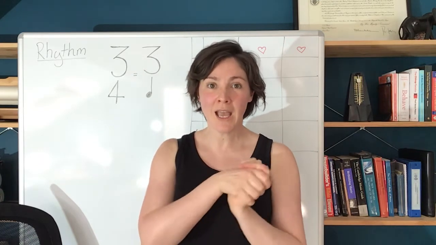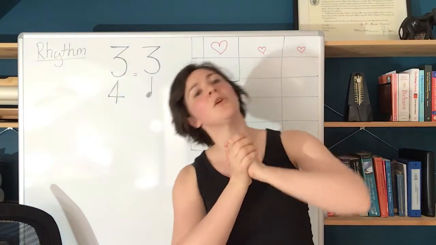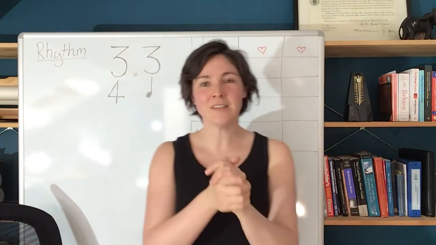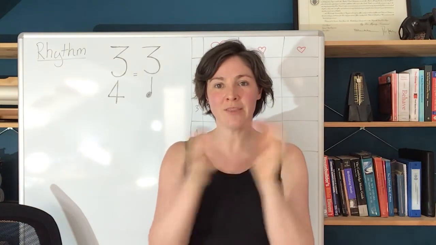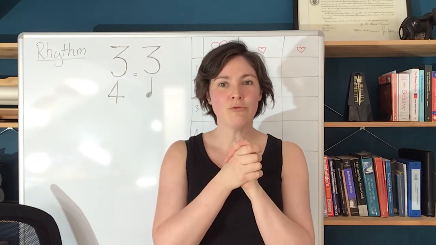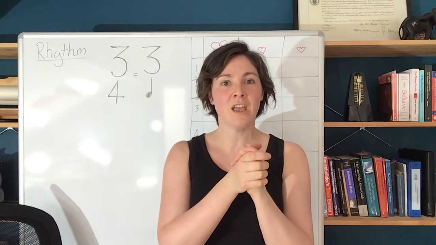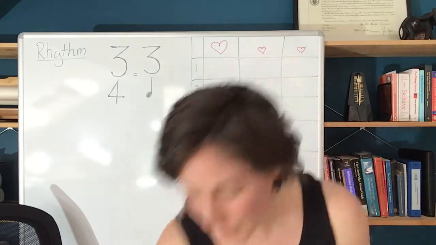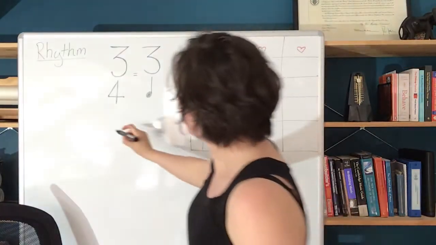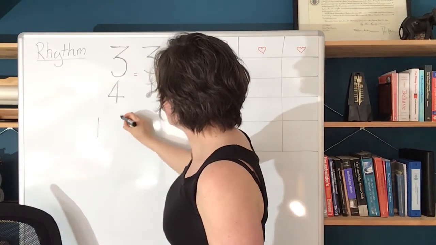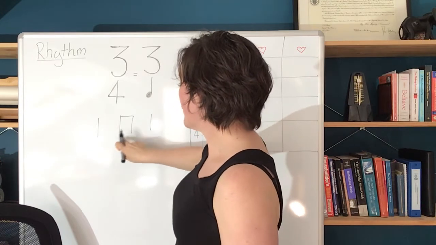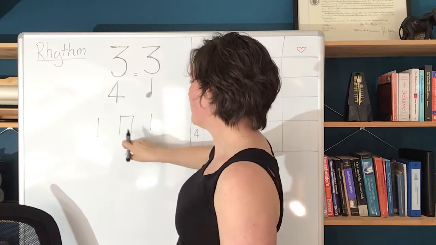Okay, so we can still play our game, don't clap it back, but you might notice there's a difference. Instead of the old rhythm, the rhythm that you are listening for this time is the one to not clap back. Okay, so it goes ta, ti, ti, ta. Crotchet, quaver, quaver, crotchet, crotchet, quaver, quaver, crotchet.